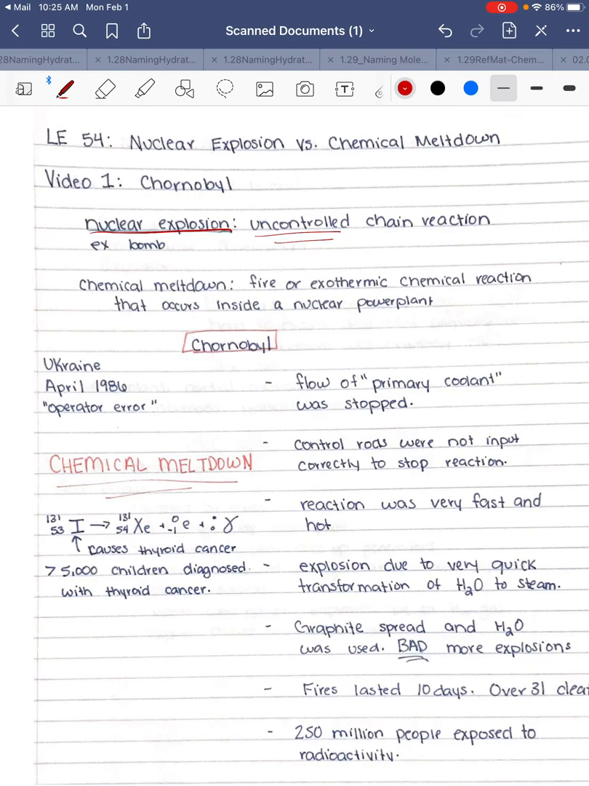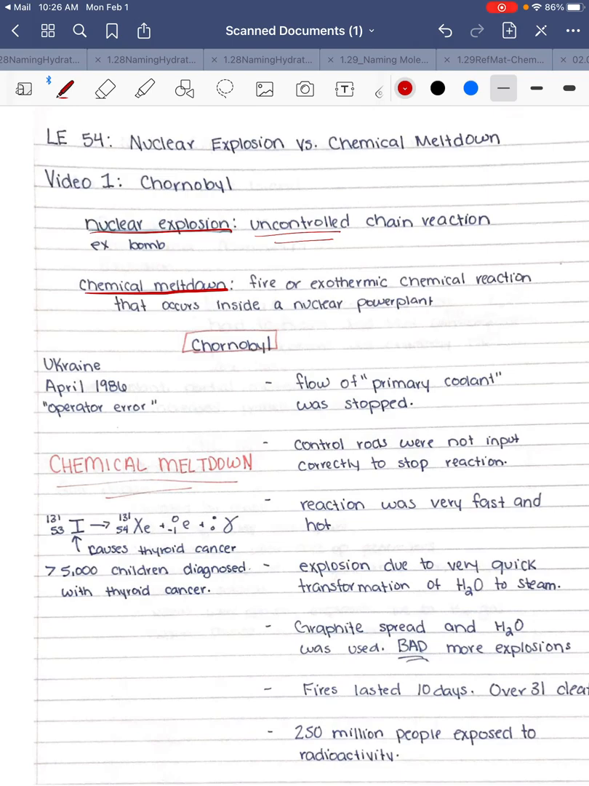A nuclear explosion is made with the intent to hurt and the intent to not have any control over this reaction. On the other hand, we have a chemical meltdown. So a chemical meltdown occurs in a nuclear plant when there is a fire or an exothermic reaction. So exothermic means there's a lot of energy being produced, right?